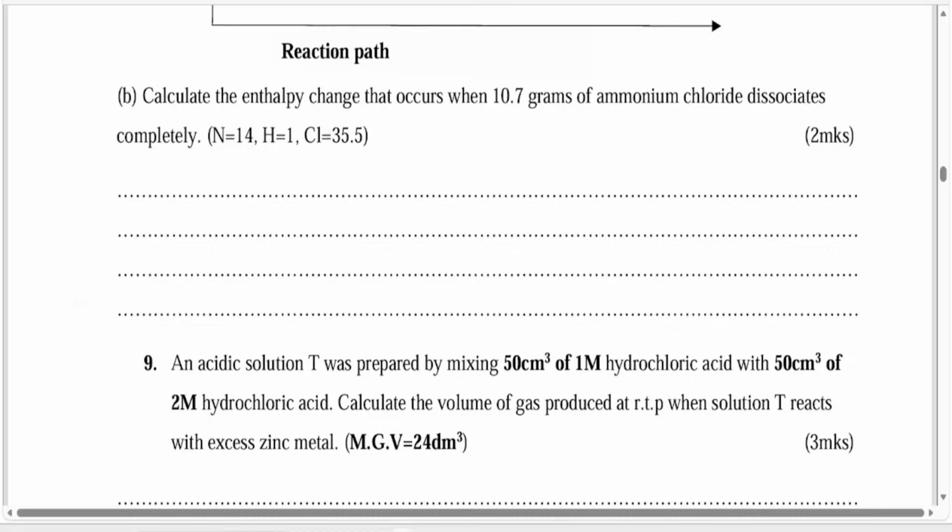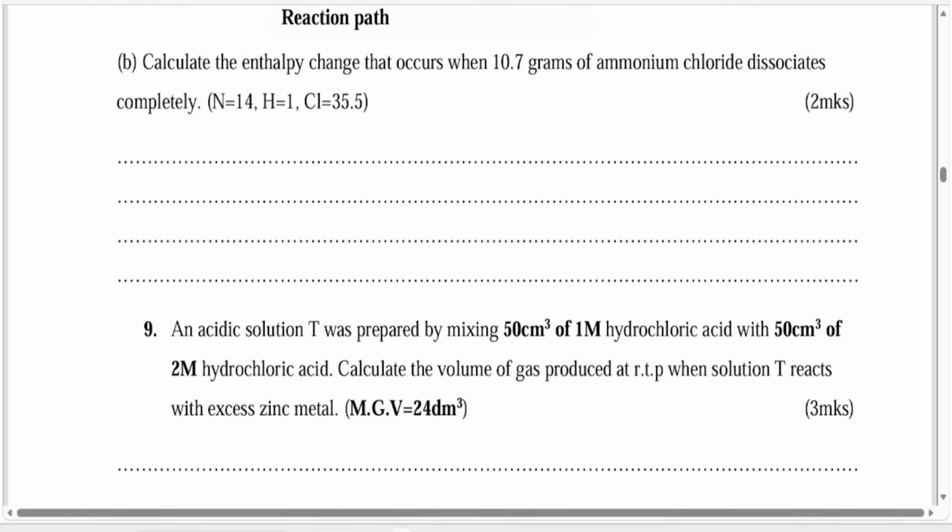Part B of the question: calculate the enthalpy change that occurs when 10.7 grams of ammonium chloride dissociates completely, given that the relative atomic mass of nitrogen is 14, hydrogen is 1, chlorine is 35.5. We are supposed to work out the enthalpy change that occurs when 10.7 grams of ammonium chloride dissociates. So how do we work out this question?